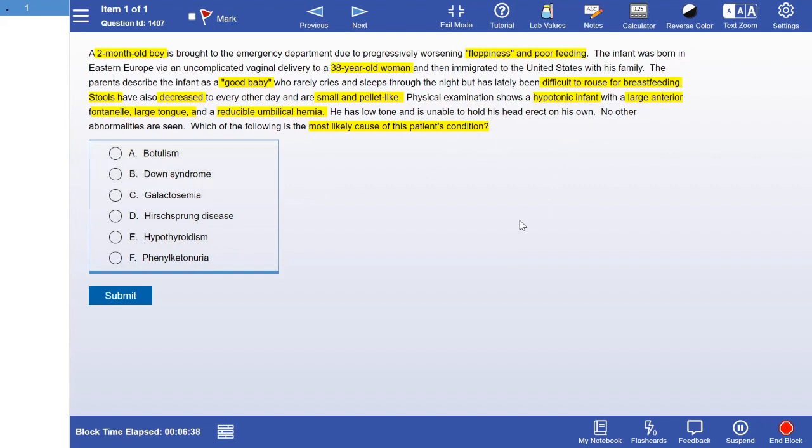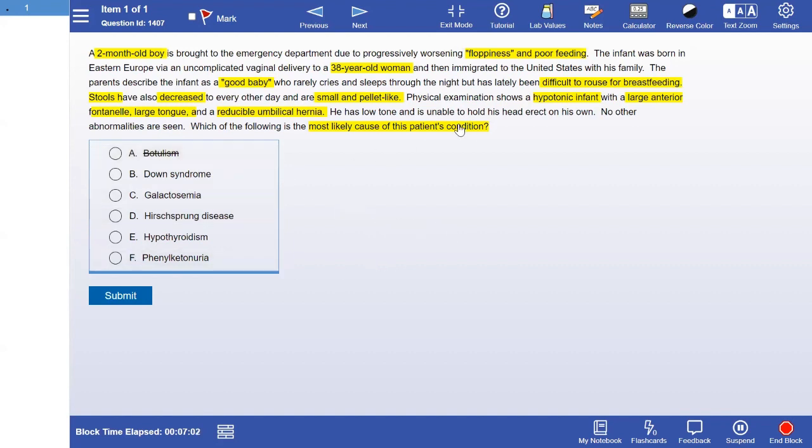Is there hypotonia, okay? But is there decreased or small parrot-like stool in botulism? Probably not. Okay, and is there a large anterior fontanelle and large tongue and reducible hernia in this patient in case of botulism? Probably not. And whether the patient has a history of honey feeding, okay? No, the patient does not have that. So botulism is gone, according to me.